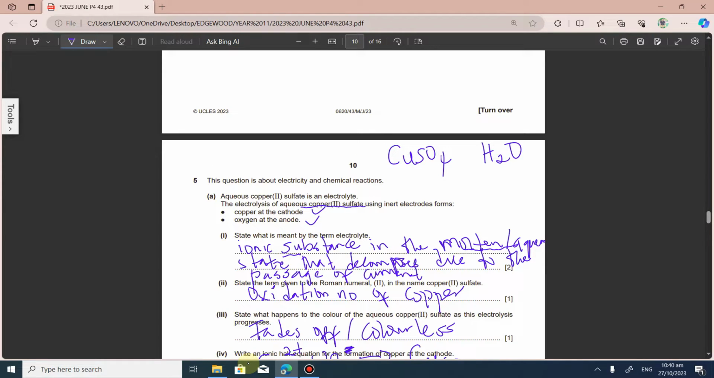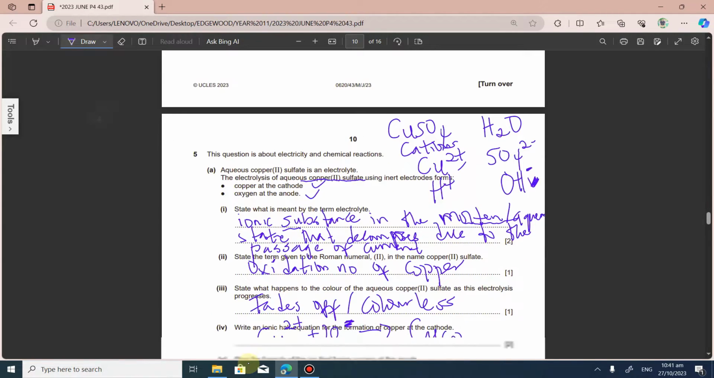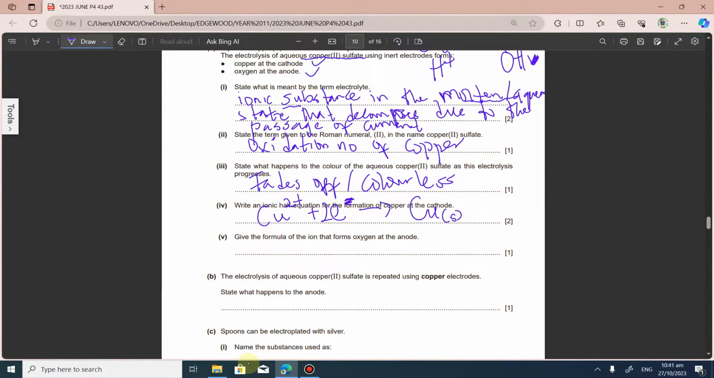Okay, so for cations, that's the positive ions in this solution. Let's look at the cations. We have Cu2+, and we have the hydrogen ion. So these are the cations. Then the anions will be the SO4 2- from the salt, and then OH- from the water. So the copper is deposited at the cathode, and then this is what is deposited at the anode. So the source of the oxygen is simply the OH-.